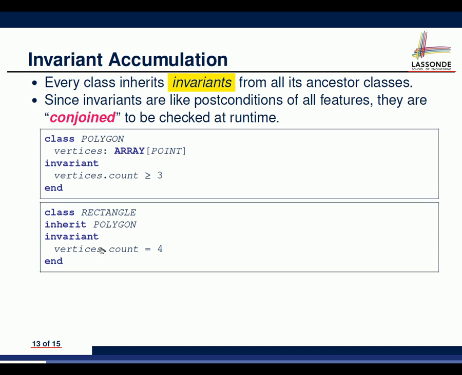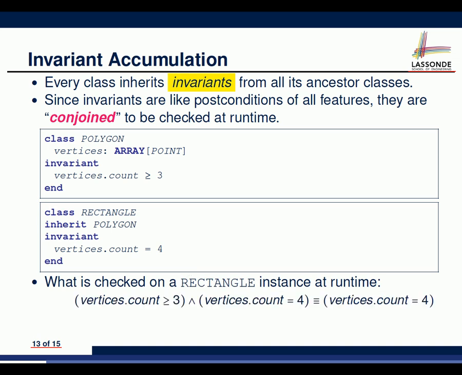Invariance is pretty much like postcondition. You want to make sure you're ensuring more, right? We know that this will be okay because the invariance over here, P2 implies P1, agreed? Okay, to strengthen your understanding, this would be just what's going to be checked: whatever invariance you have in the parent class, in conjunction with the invariance at the subclass level.